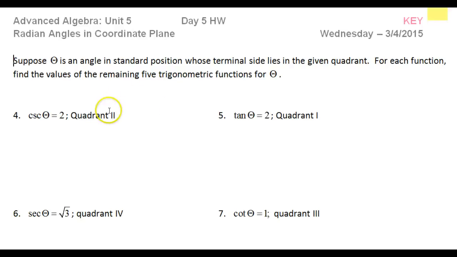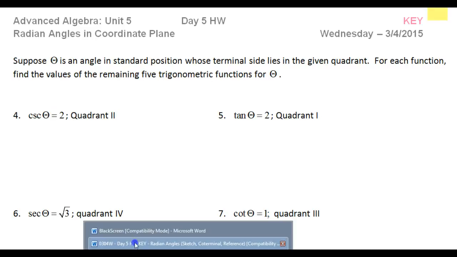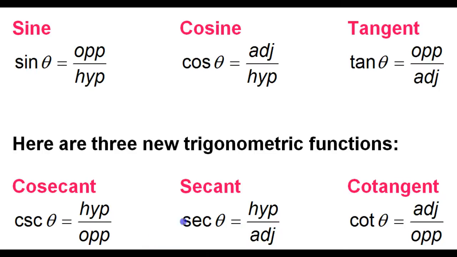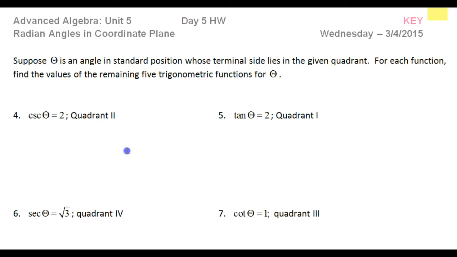All right, in this video, we are given one trig function, one of the, wait for it, 6 trig functions. So we're going to be given one of these, and we're being asked to find the other 5. So we're given one trig function and the quadrant. That's important. And I'm going to show you how to find the other 5.